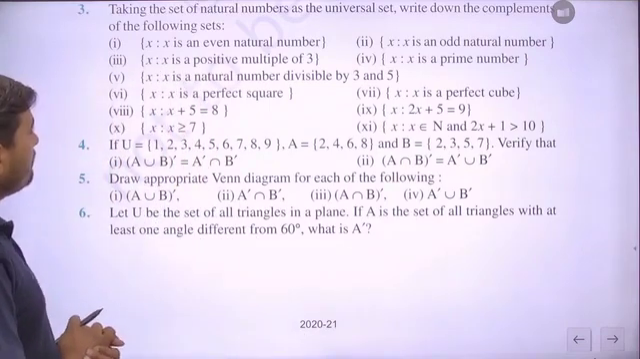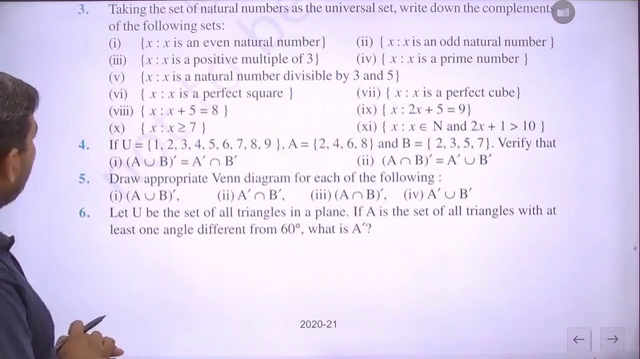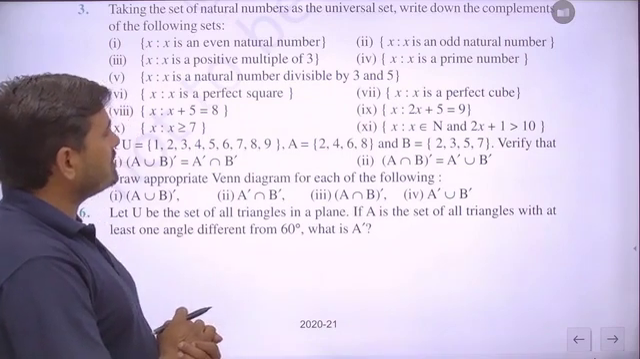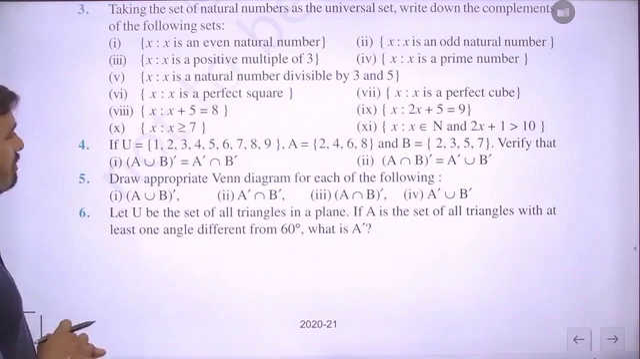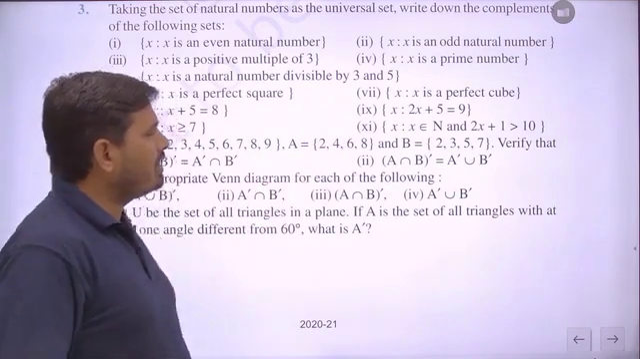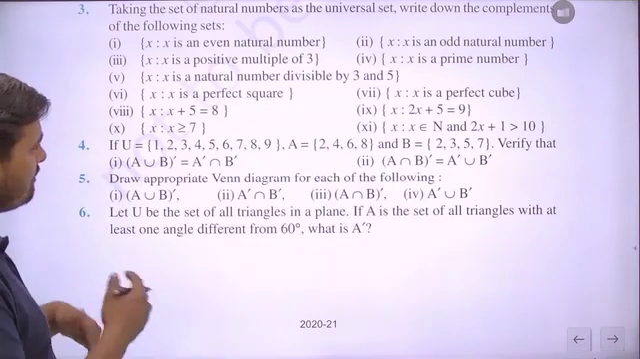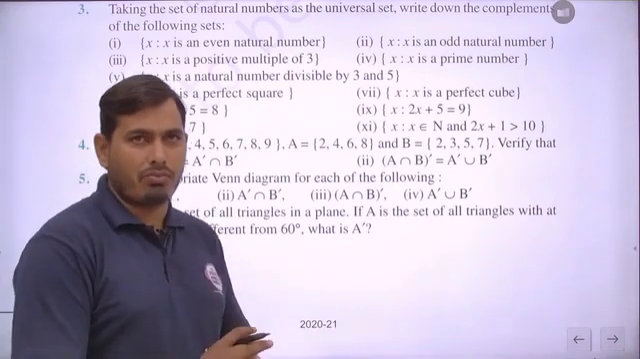Now what we have to calculate in this question: write down the complements of the following sets. Again, the complements of the following sets are to be asked here. There are many questions, up to the 11th part. So we will take some of the questions first, then we will take the next questions. Is it clear?